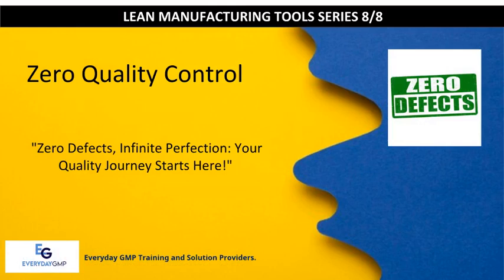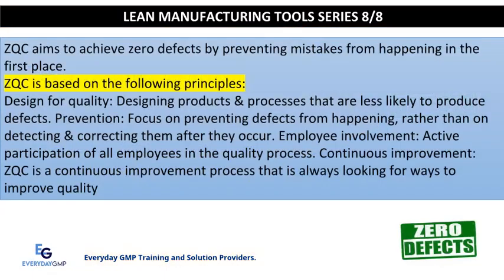Zero quality control, zero defects, infinite perfection. Your quality journey starts here. Zero quality control aims to achieve zero defects by preventing mistakes from happening in the first place. ZQC is based on the following principles. Design for quality: designing products and processes that are less likely to produce defects. Prevention: focus on preventing defects from happening, rather than on detecting and correcting them after they occur. Employee involvement: active participation of all employees in the quality process. Continuous improvement: ZQC is a continuous improvement process that is always looking for ways to improve quality.